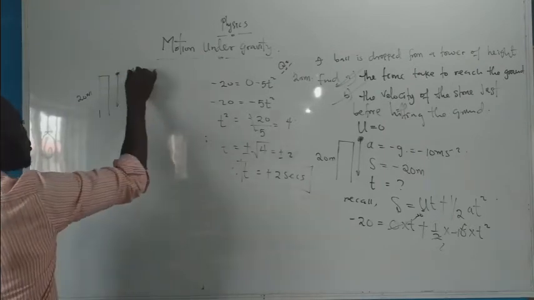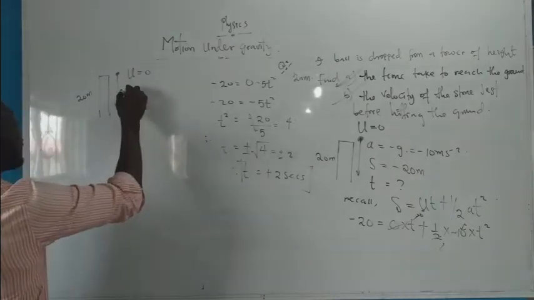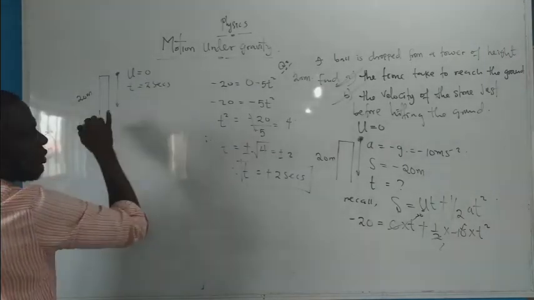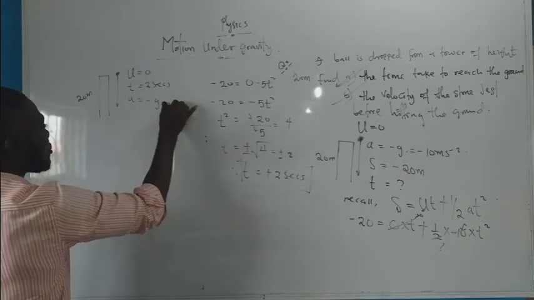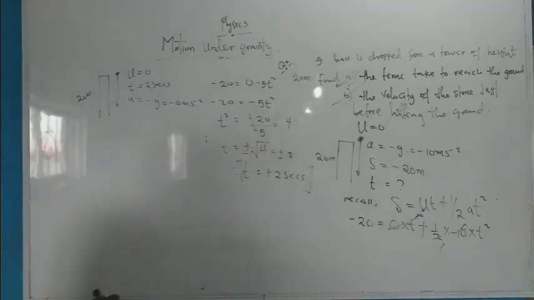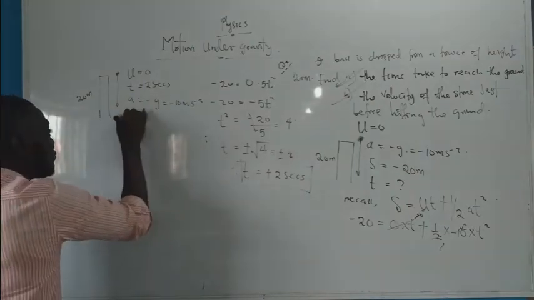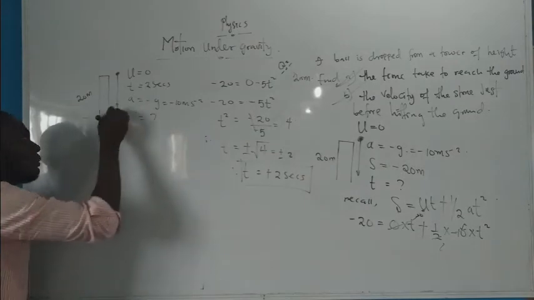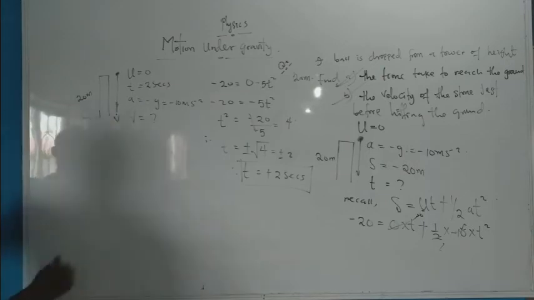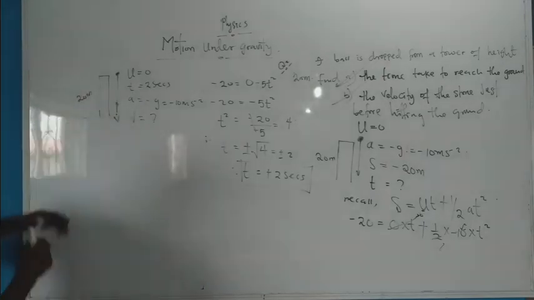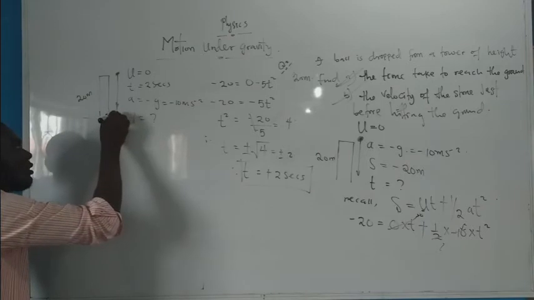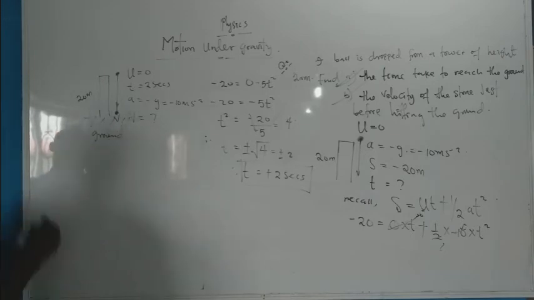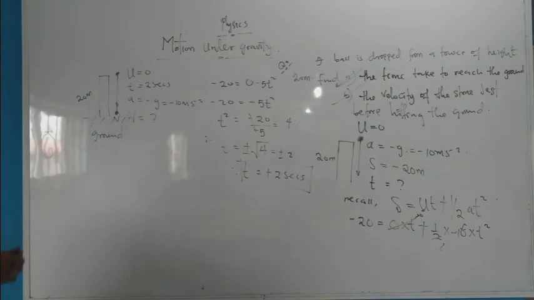Okay? At that point, u will be equal to 0. We have t. T is 2 seconds. a is equal to minus g, which is minus 10 meters per second squared. The velocity, that's v, is unknown. The velocity of the ball just before hitting the ground.